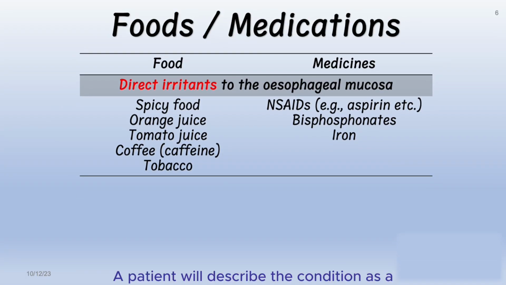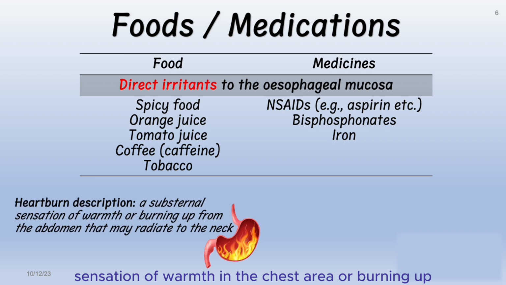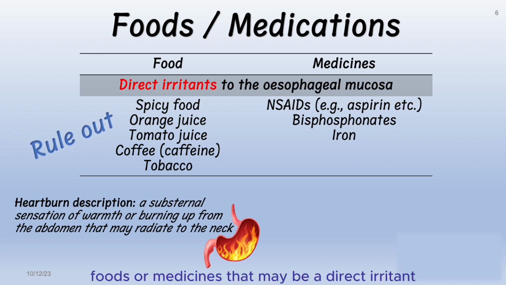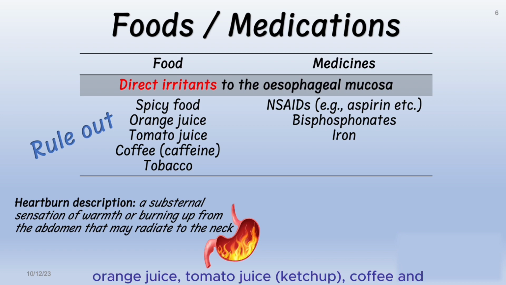A patient will describe the condition as a sensation of warmth in the chest area or burning up from the abdomen that may radiate to the neck. Ask the appropriate questions to rule out any foods or medicines that may be a direct irritant to the esophageal mucosa. Patients suffering from these symptoms should avoid spicy food, orange juice, tomato juice, coffee, and tobacco.